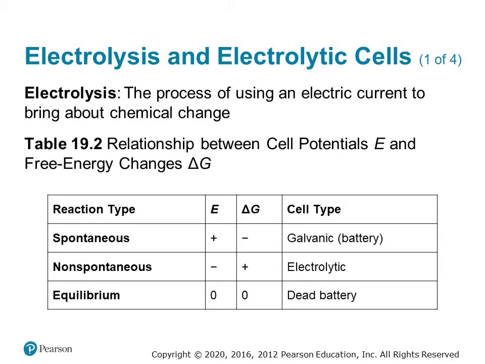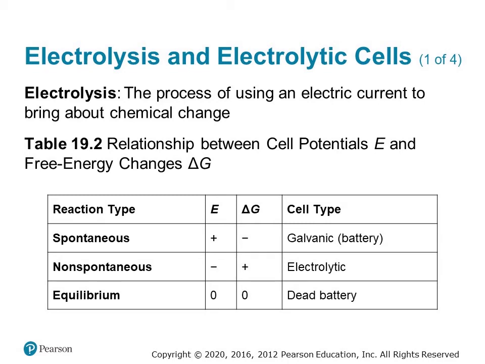This is the case for a voltaic cell, the most common examples of which are batteries. Conversely, a non-spontaneous reaction is one where delta G is positive, and hence E will be negative. These are the types of cells that require the input of electrical current to proceed, electrolytic cells.